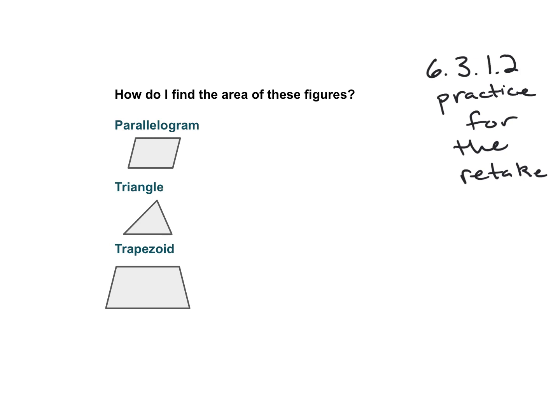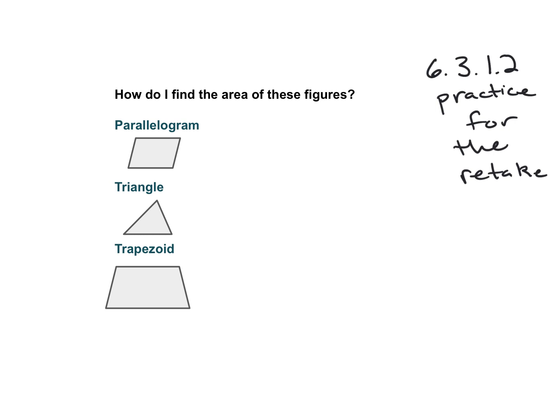So we're going to start out with putting in some notes. Please draw this figure in your notebook, and then we're going to add the formula for finding the area. The first figure that we are drawing is a parallelogram. A parallelogram is a quadrilateral with two sets of parallel sides.